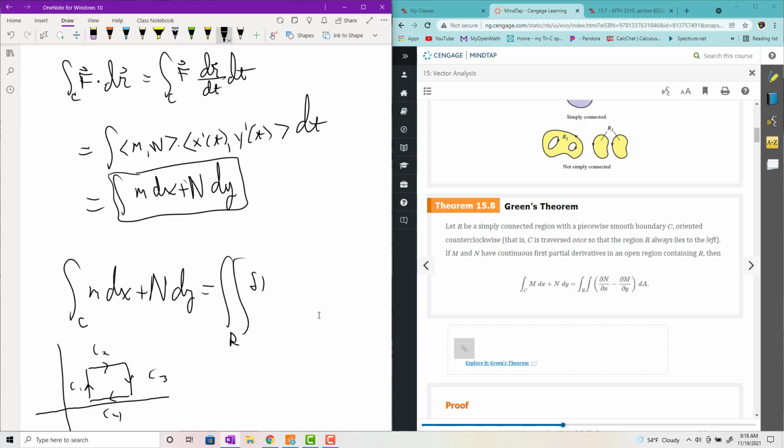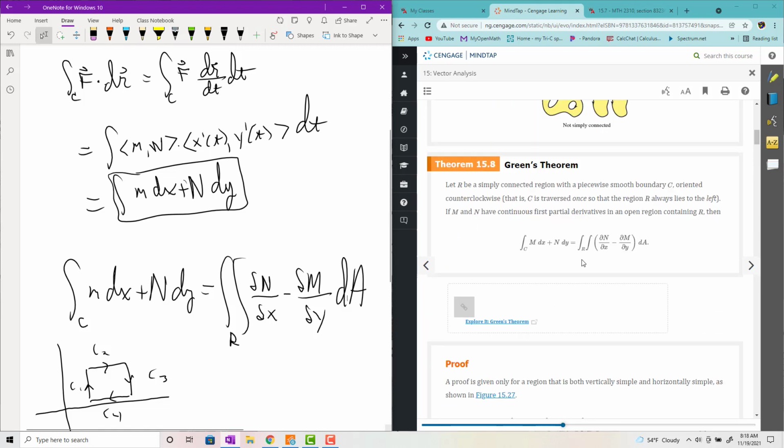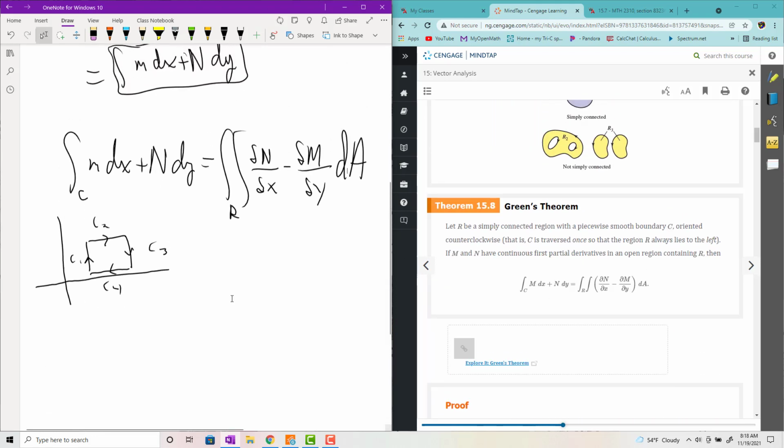So basically, essentially changing a line integral into a double integral over a region. Okay, so that was nice. So that's part two of the story.